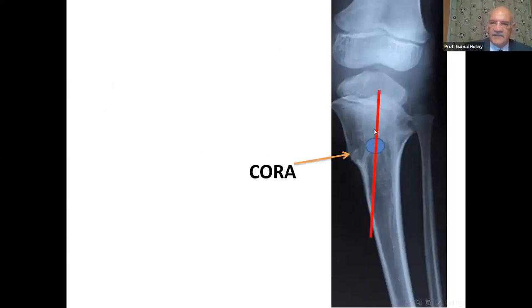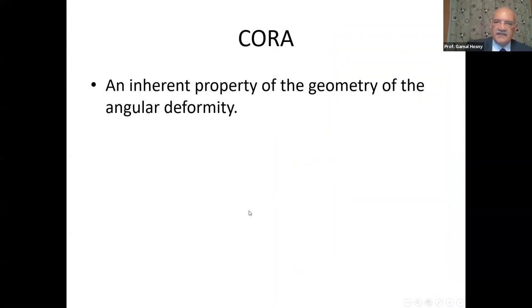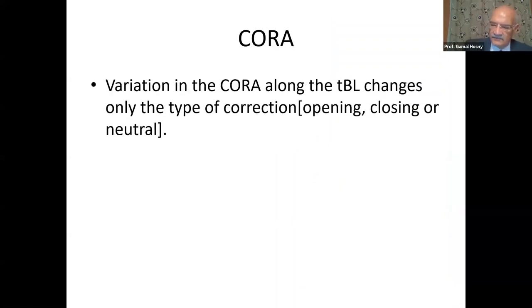The first line represents the axis of the proximal tibia. The second line represents the axis of the distal tibia, and they meet each other in the CORA. It's an inherent property of the geometry of the angular deformity. So you have no control over the CORA. Variations in the CORA around the transverse bisector line change only the type of correction: opening, closing, wedge, or neutral.